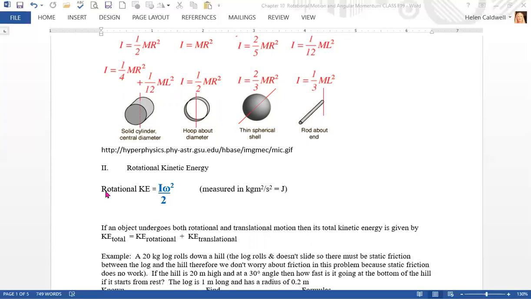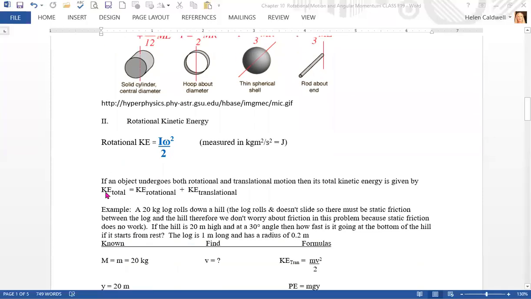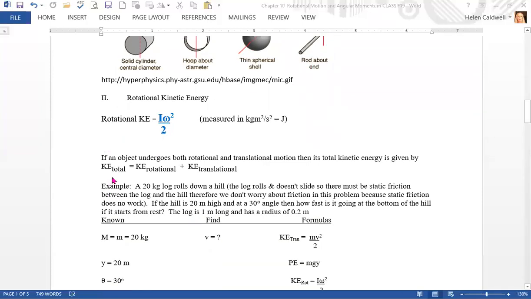So objects that rotate and move. Translational motion is like you move down the road. You go from one location to another. You've undergone translational motion. So if an object rotates and undergoes translational motion, then the total energy is the kinetic energy of rotation plus the kinetic energy of translation.